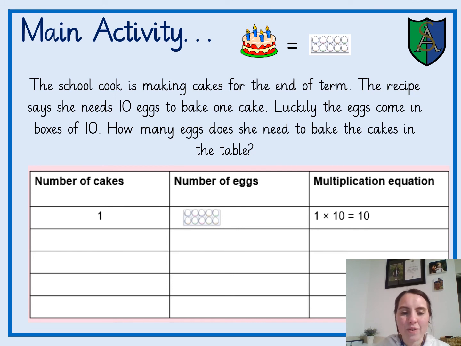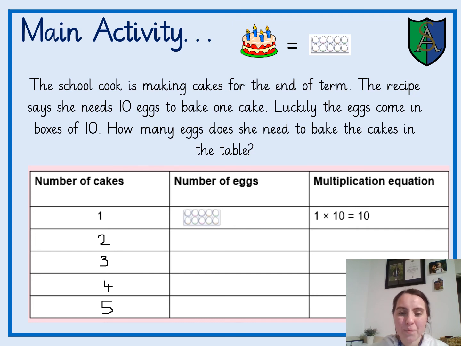So here we've got 1 cake, and I'm going to fill out this table. I'm going to do 2, 3, 4, and 5. So if I was drawing them, I would physically draw 2 cakes, and then 3 cakes, and then 4 cakes, and then 5 cakes, just like we did yesterday with our cookies, okay?